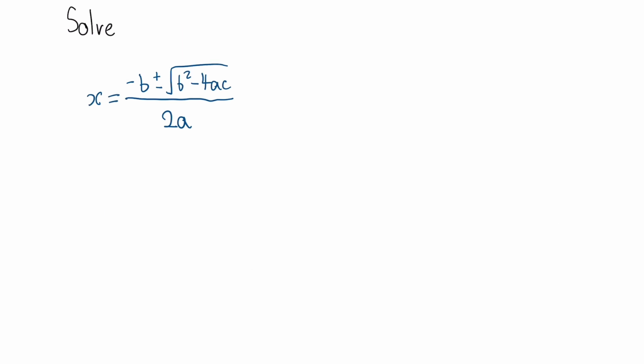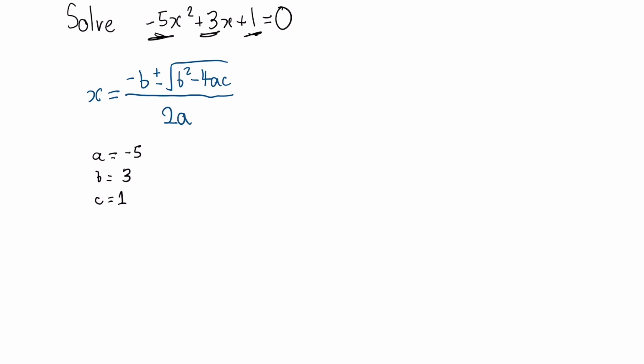Now we'll just go through one more slightly different example just so you can fully understand how to use the quadratic formula. So if we want to solve minus 5x squared plus 3x plus 1 is equal to 0, first thing we do is write down our values of a, which is minus 5, b, which is 3, and c, which is 1. I'm just finding these values by looking at the numbers in front of the x squared, x, and the constant term. Once we've labeled our a, b, and c, it's pretty simple.